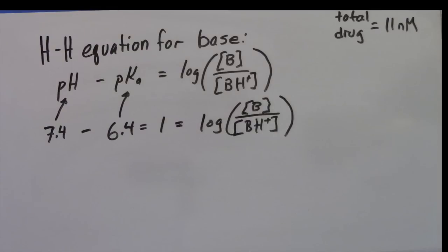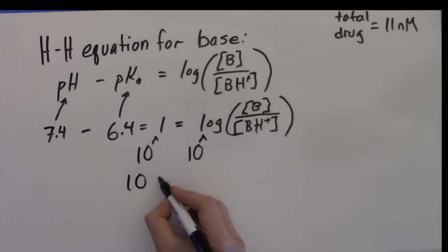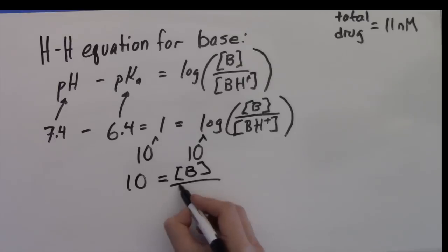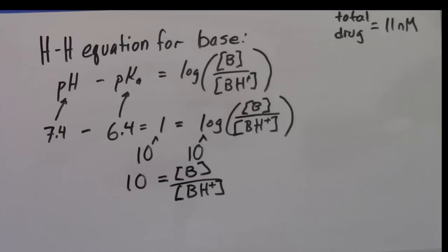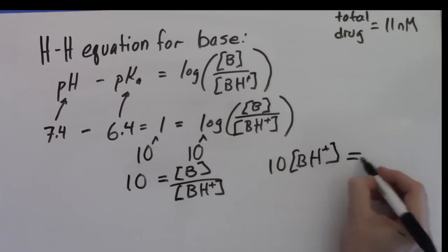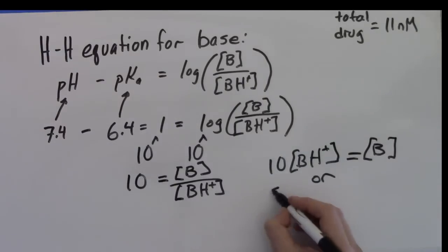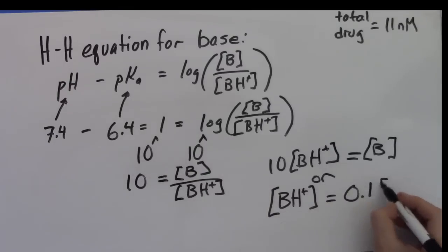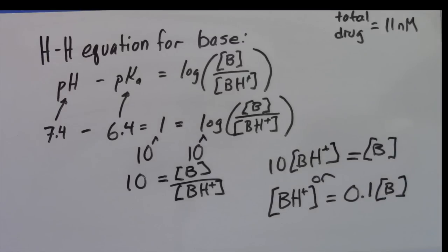Next, we'll take the anti-log of both sides of the equation. That is, we do 10 to the power of the things on both sides of the equation. 10 raised to the power of 1 is 10, and 10 raised to the power of log B over BH+ is B over BH+. So now we see that B over BH+ is equal to 10. We can rearrange this equation to say that 10 times BH+ is equal to B, or BH+ is equal to 0.1 times B. Any way you say it, what it means is there's 10 times more un-ionized drug, that is B, than there is ionized drug, that is BH+.